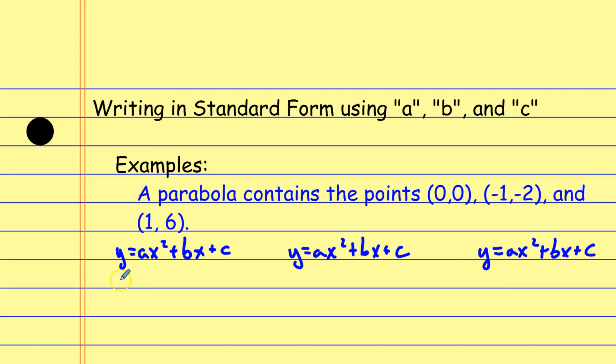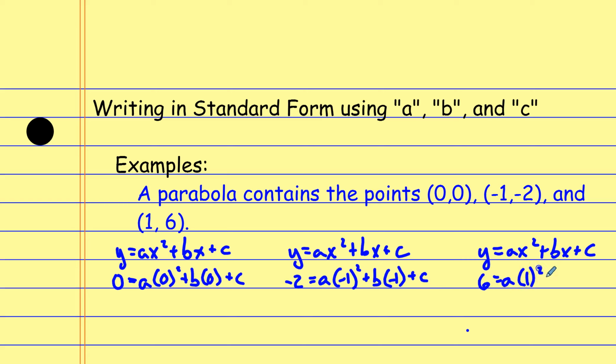I plug that first order pair into this guy, and I get 0 equals a times 0 squared plus b times 0 plus c. And I plug the next ordered pair in here, so I plug the -2 in, and I plug the -1 in for x. And then the last one, I plug that 1, 6 in, so I plug the 6 in for y, and I plug the 1 in for x.